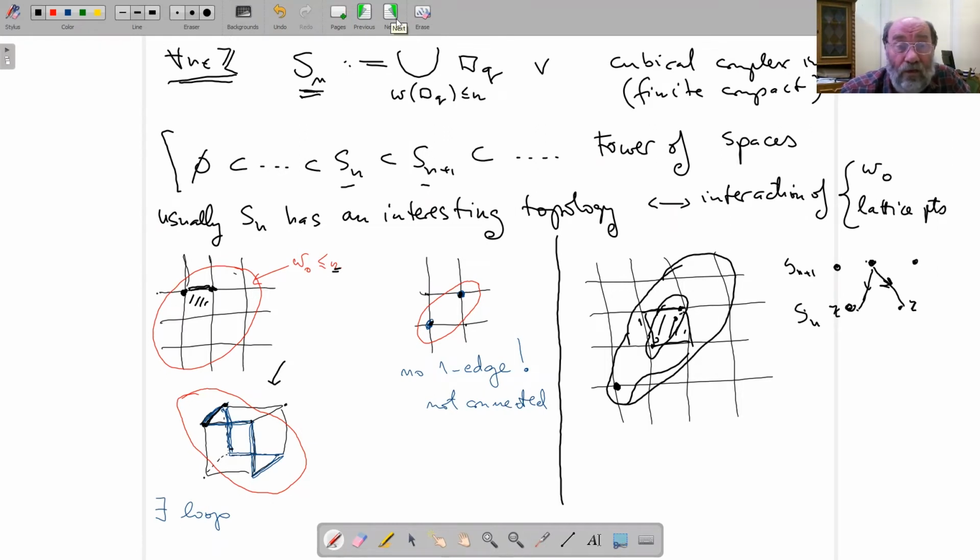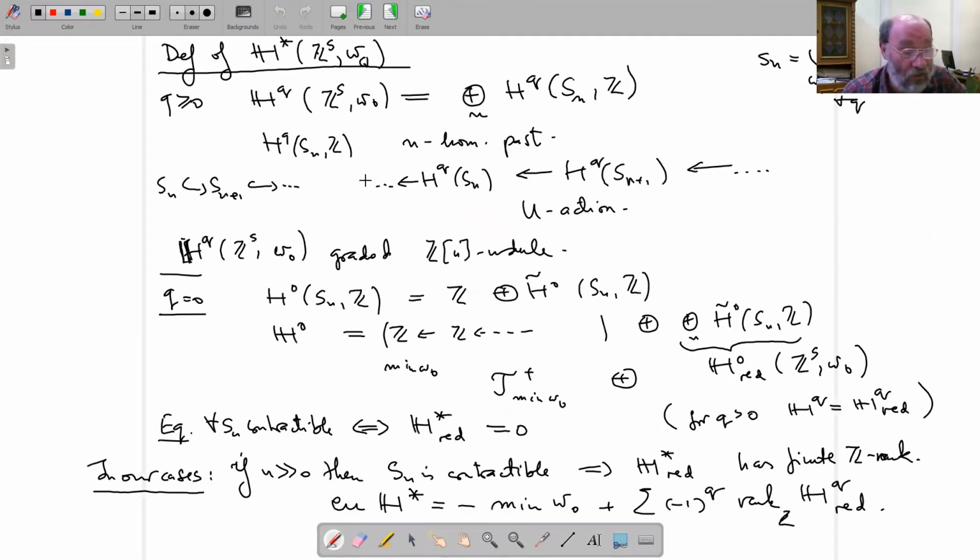Differential equation. So yes, let's see now what the definition is. The definition of the lattice cohomology now is, so again, I have the cubical decomposition, and for each n I have the space Sn, we have the tower of Sn's, and we define the lattice cohomology associated with the weight function and the lattice as the usual cohomology of the Sn spaces in direct sum over n. Yes, so that is exactly the definition.